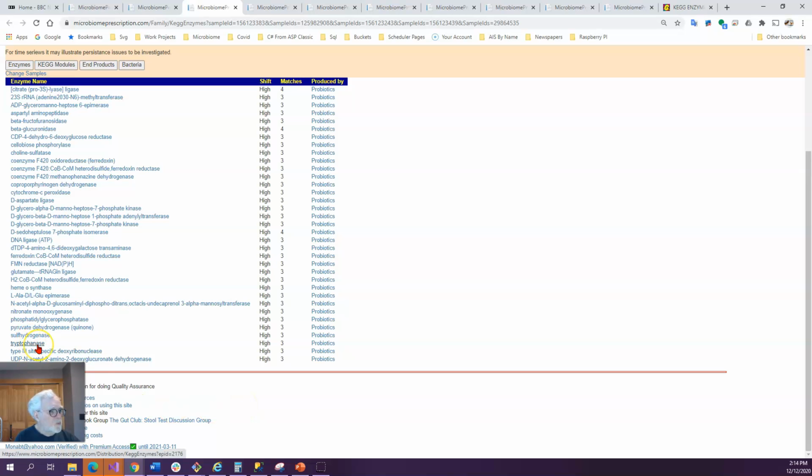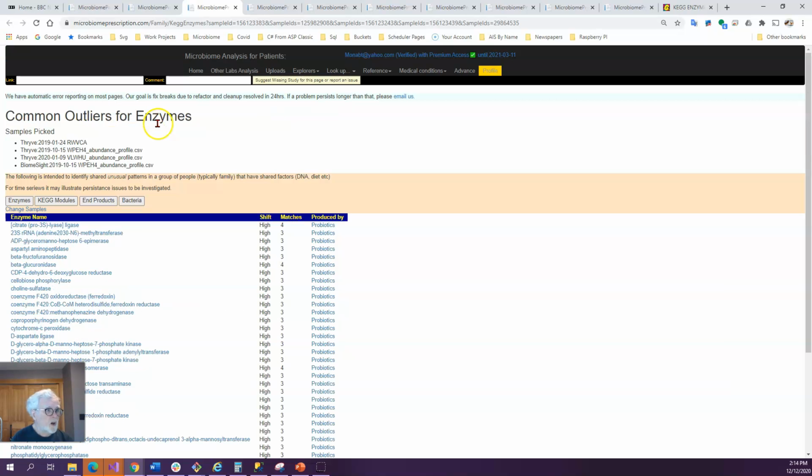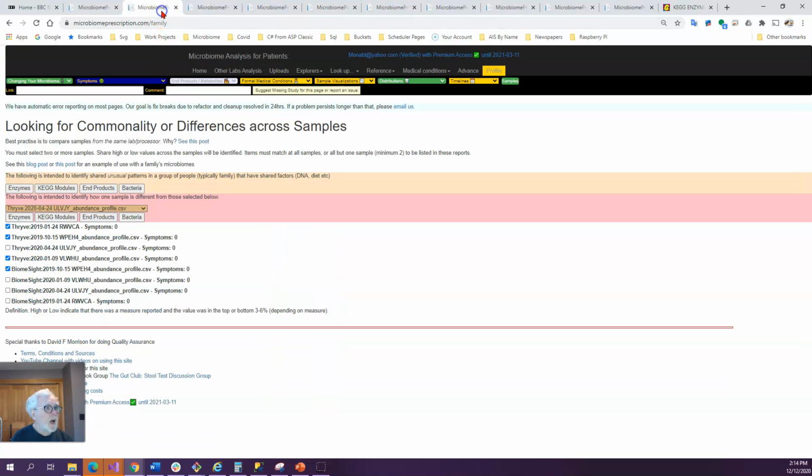For example, this one, tryptophanase, you probably have to do a checkout, but it probably suggests that we have low levels of tryptophan in the system. Each one of these you will need to do your own research on, as in what exactly does it do and what the impacts are.